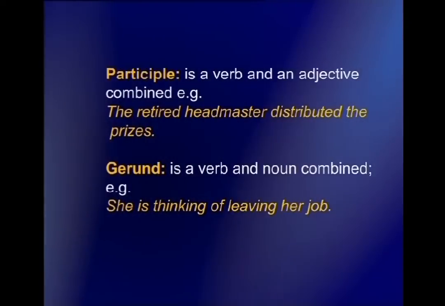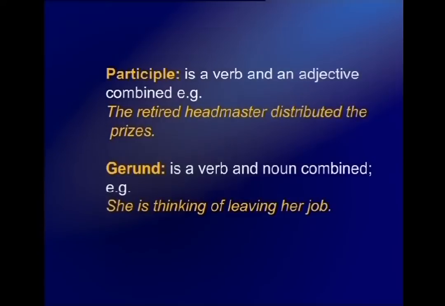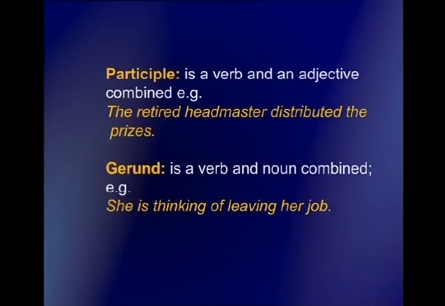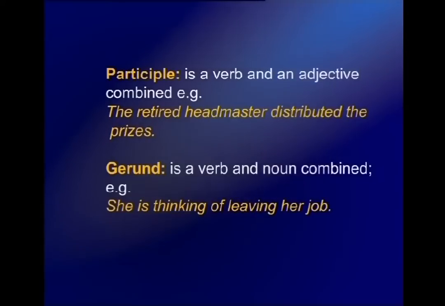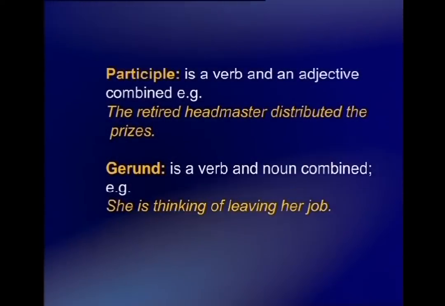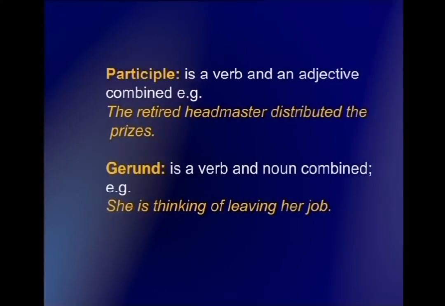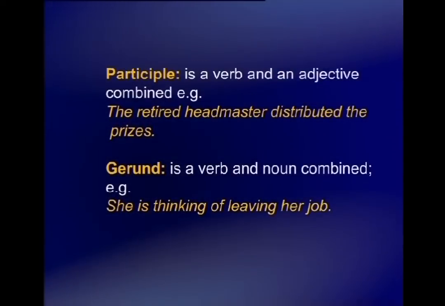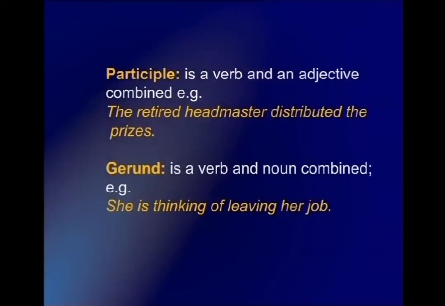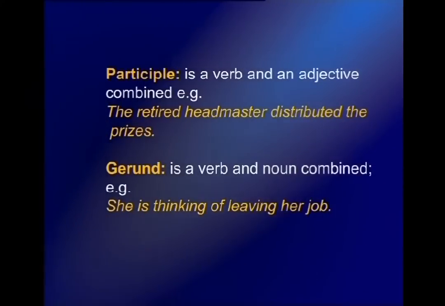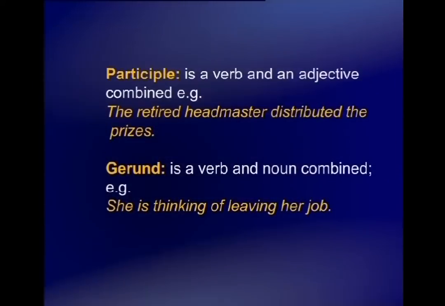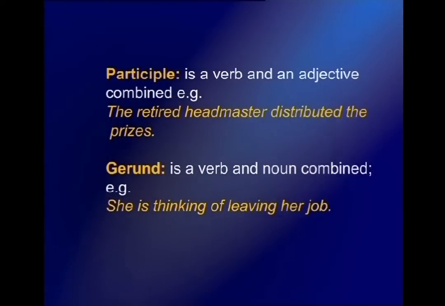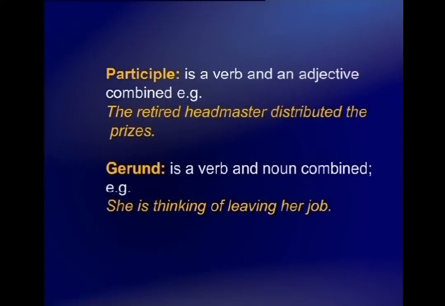A participle, the first one was participle. It is a verb and adjective combined. Example, the retired headmaster distributed the prizes. Now, in that sentence, the word retired is part of the verb to retire.